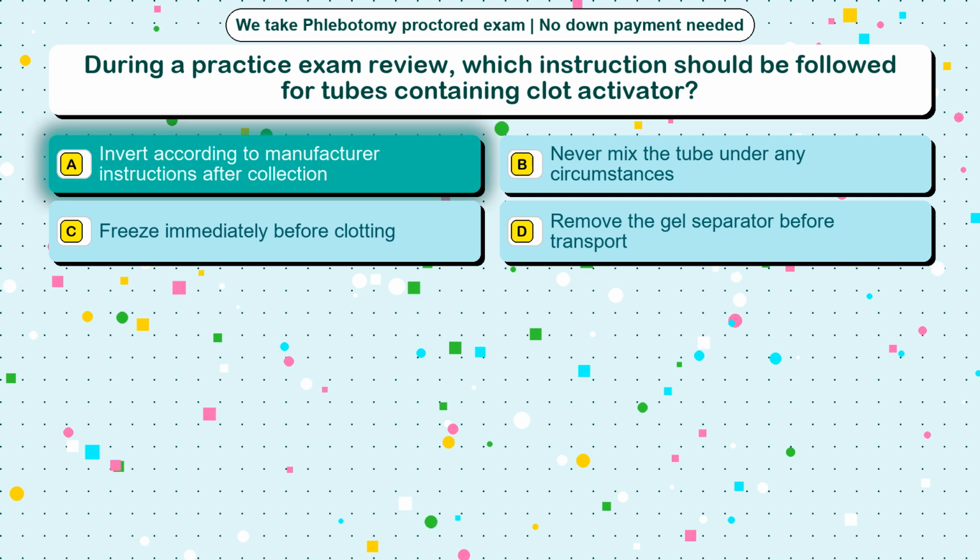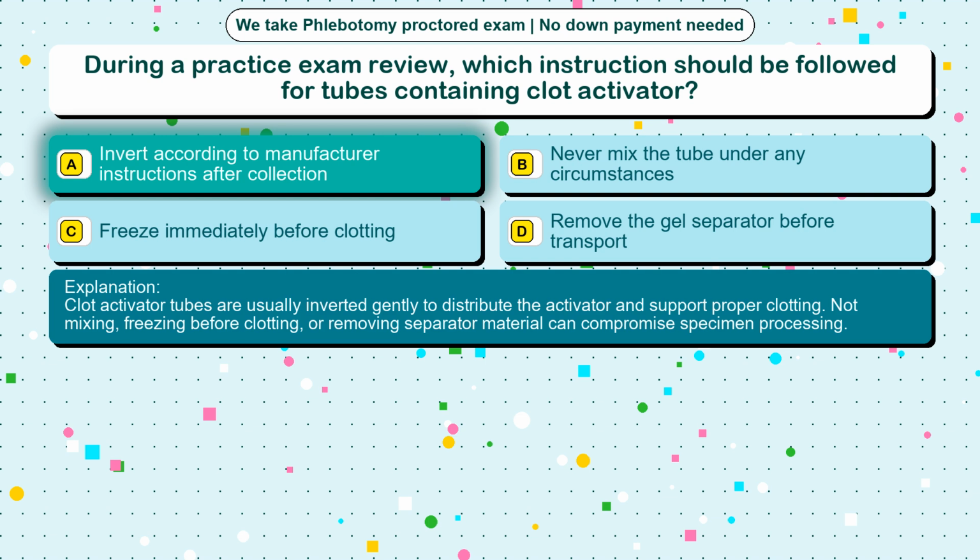The correct answer is option A. Invert according to manufacturer instructions after collection. Clot activator tubes are usually inverted gently to distribute the activator and support proper clotting. Not mixing, freezing before clotting, or removing separator material can compromise specimen processing.